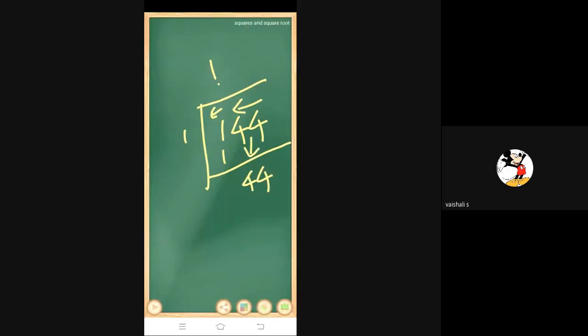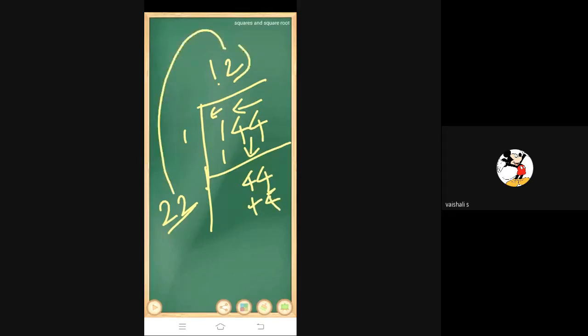Quotient is 1. Multiply by 2. So 1 2s are 2. We need 4 in the ones place, so 2 2s are 4. Now what is 22 into 2? 44. 22 should be multiplied with only 2. So 22 into 2 is 44. Remainder 0. Square root of 144 is nothing but 12.